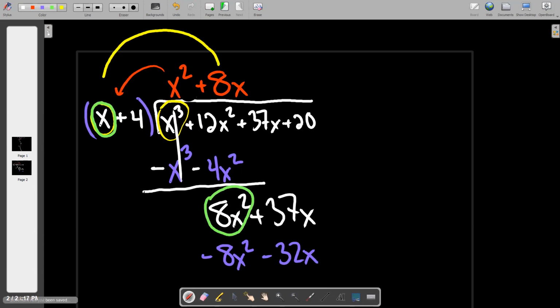When I was multiplying this by this, what is the answer to that big yellow arrow? What's 8x times x? 8x squared. Notice I wrote minus 8x squared. That's because subtraction demands that I'm going to have to change the sign anyways, right? Now take a look at this purple arrow right here. What is 8x times positive 4? It's positive 32x, but I very willfully wrote it as minus because subtraction is going to have to happen anyways.